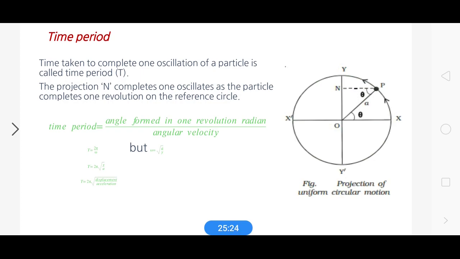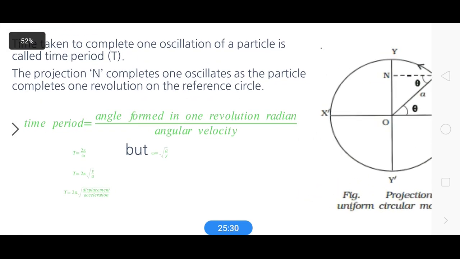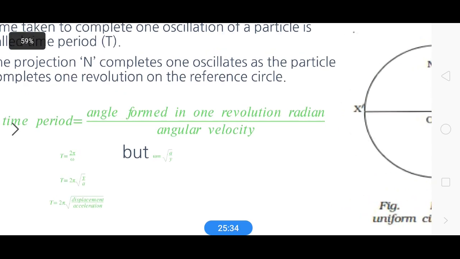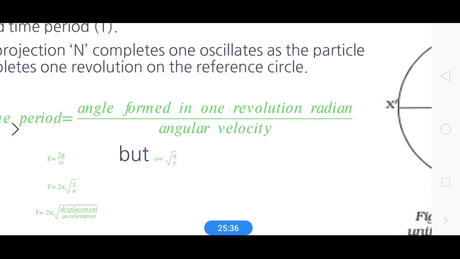So that is 2 pi, and the angular velocity is equal to omega. So totally the time period is equal to 2 pi by omega. But we know that omega is equal to under root of a by y. So how did we get this value, omega is equal to under root of a by y?